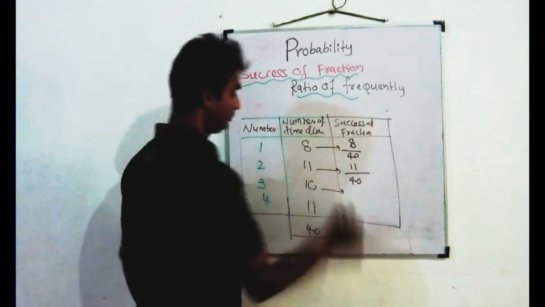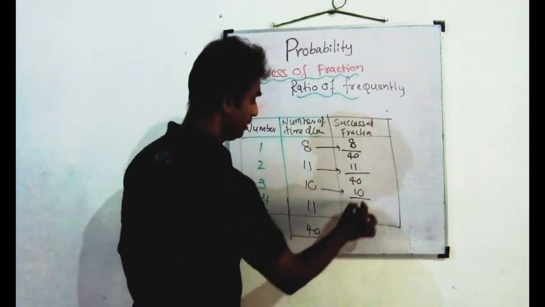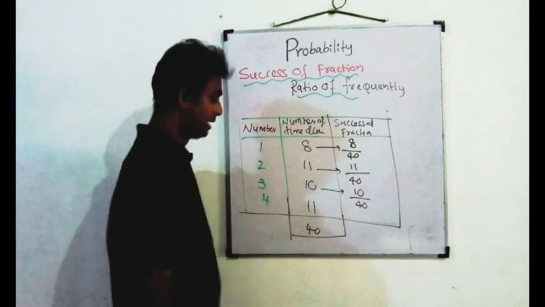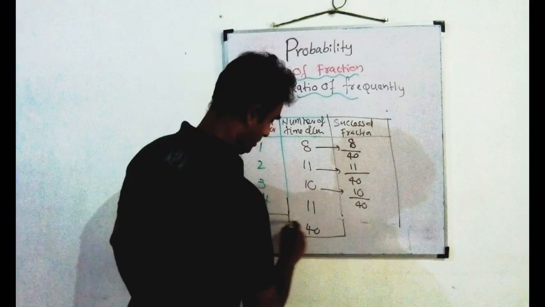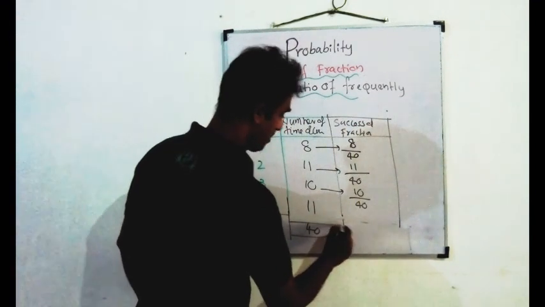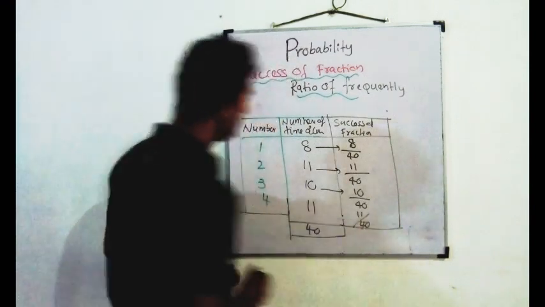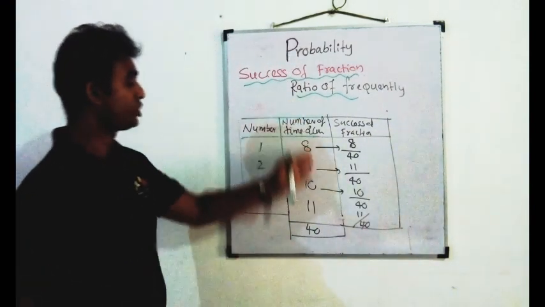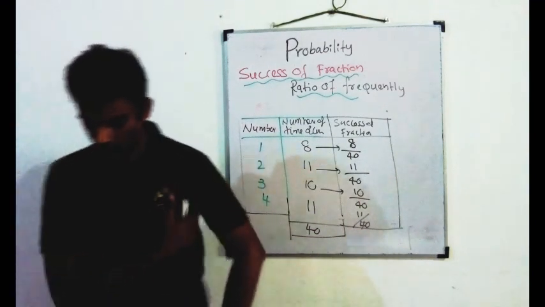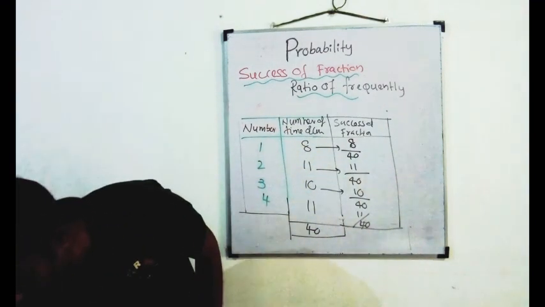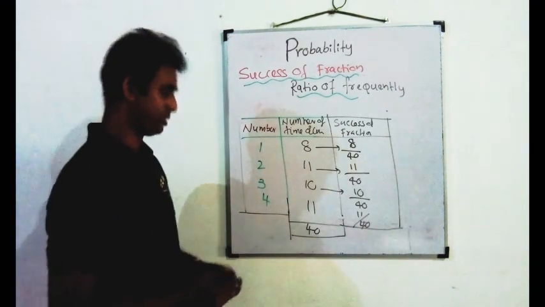Next one, actual 10, the other one is trial 40. Next one, actual 11, trial 40. This is the fraction of success.